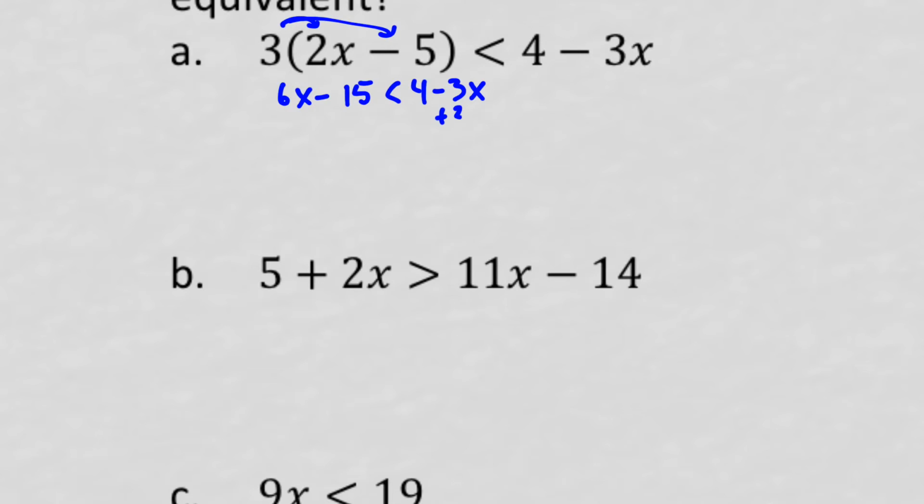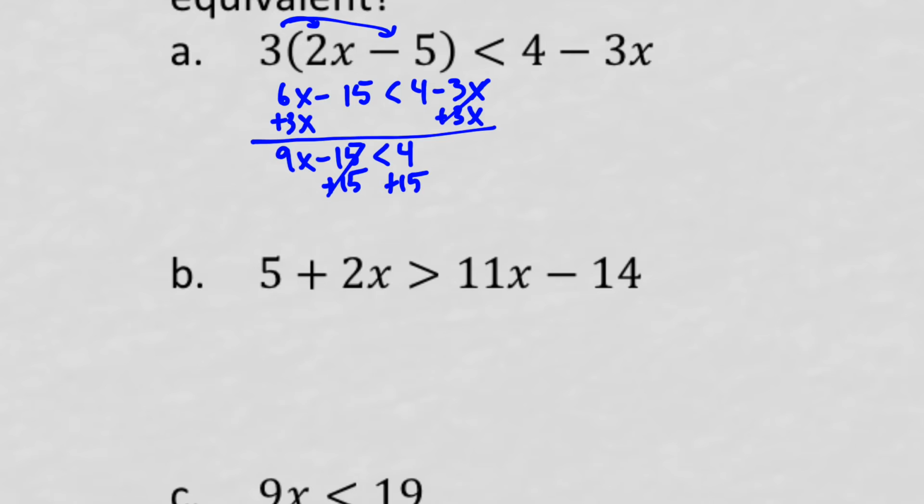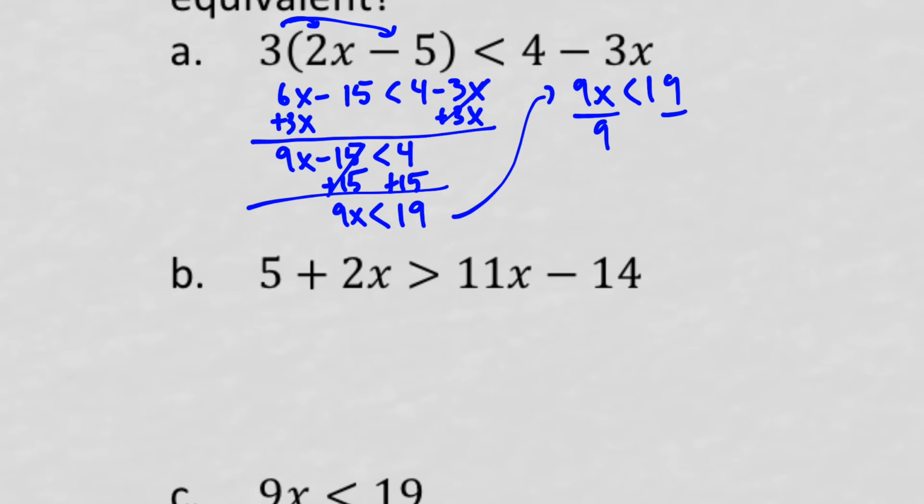So I'm going to add 3x to both sides to get rid of it on the right side and move it to the left side. That's 9x minus 15 is less than 4. Next, I'm going to add the 15 to cancel it. That cancels. So I get 9x is less than 19 because 4 plus 15 is 19. 9x is less than 19. I'm going to divide by 9 and x is less than 19 over 9 is your final answer.